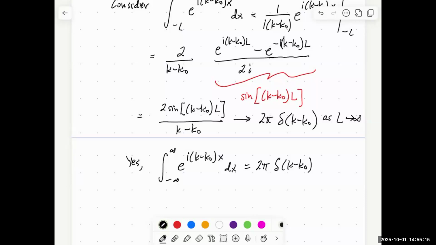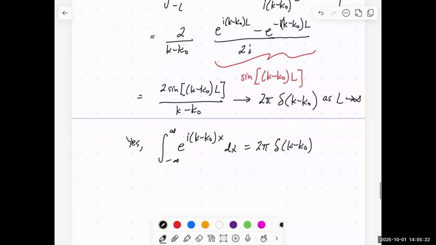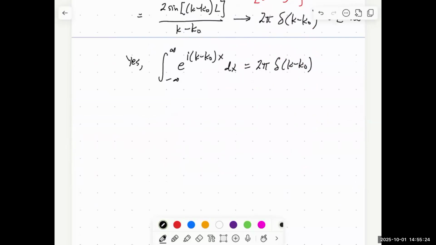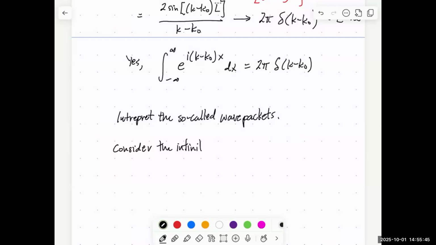Okay, good. So I want to see if we can understand what these wave packets are actually doing. So let's interpret the so-called wave packets. And we're going to do it by considering the infinite square well, a problem that we've already solved.